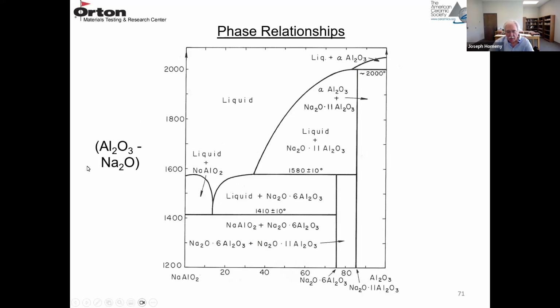And we talked about the Bayer process for making alumina, and there's some residual sodium in that process. And we mentioned this phase, beta alumina, Na2O·11Al2O3. That's right here on this phase diagram. So this is 100% alumina, and this side of the phase diagram is NaAlO2. So beta alumina is right here.